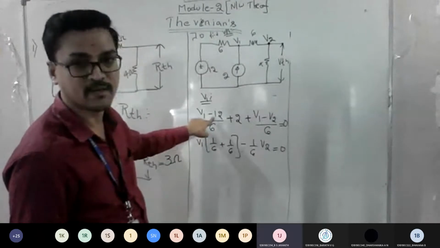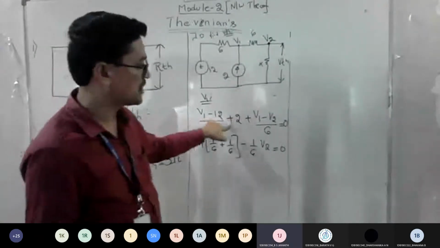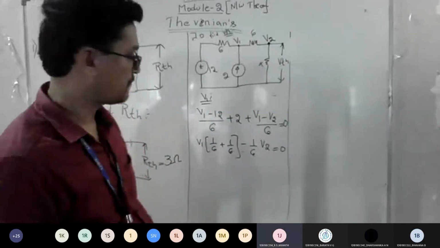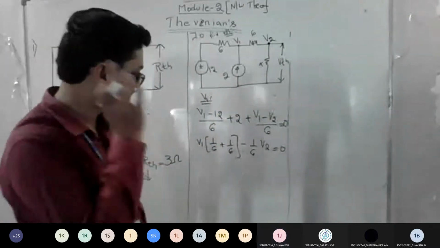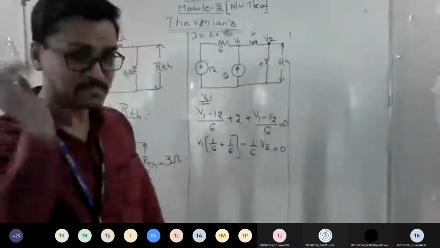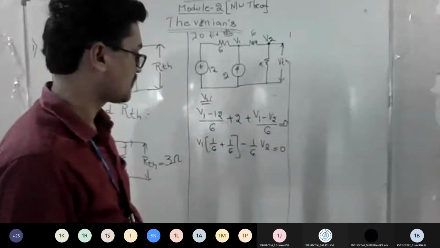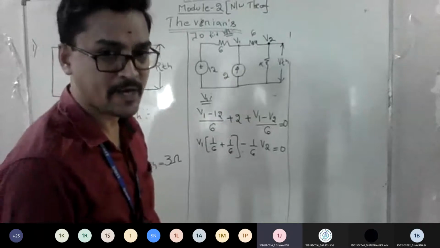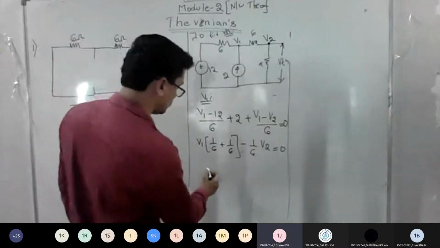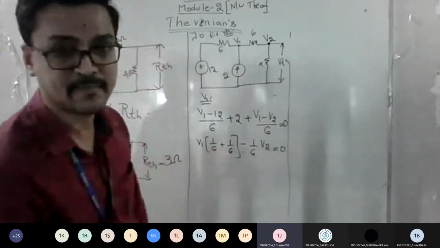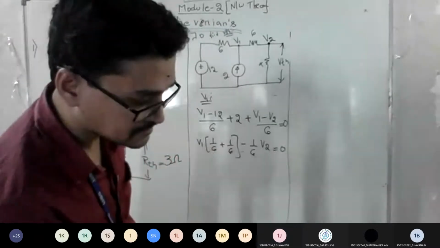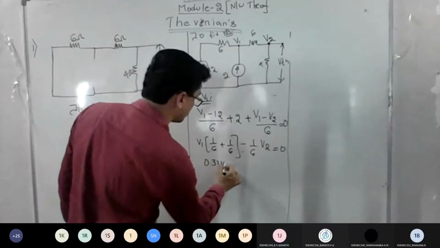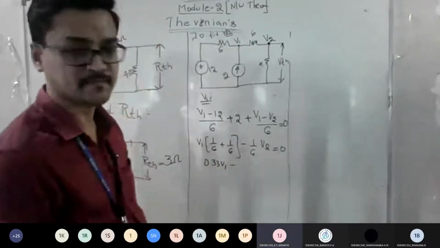Minus 2 plus 2 becomes 0. Yes, sir. Fine. So from this, tell me what is 1 by 6 plus 1 by 6? What is 1 by 6? 0.33, sir. 0.33 V1, sir. Okay, 0.33 V1 minus 1 by 6?